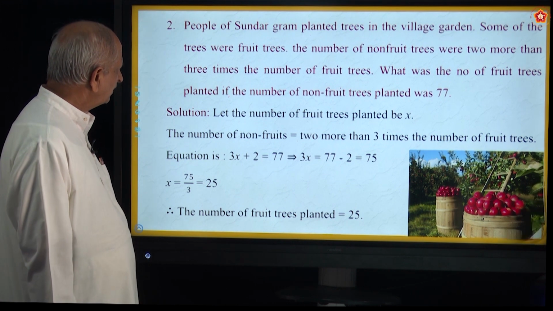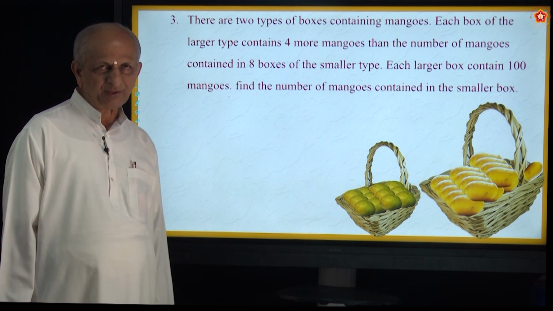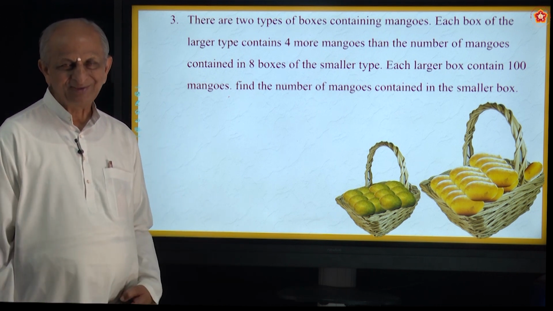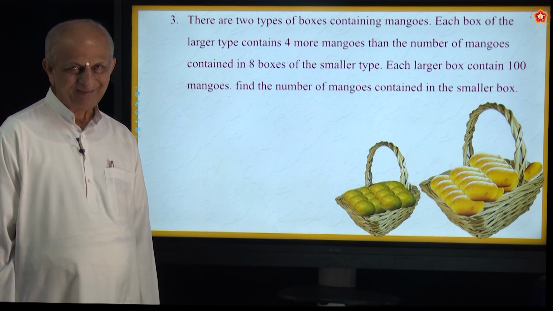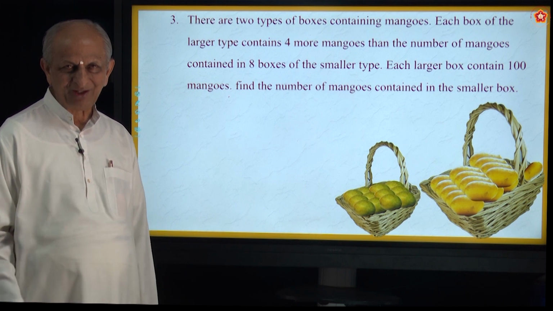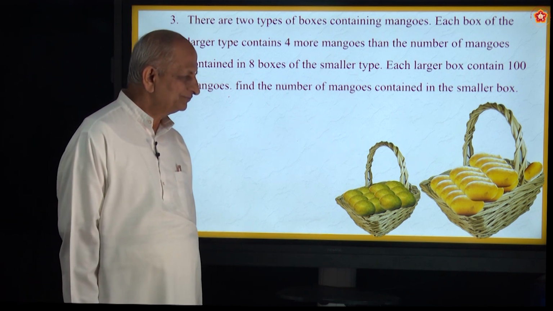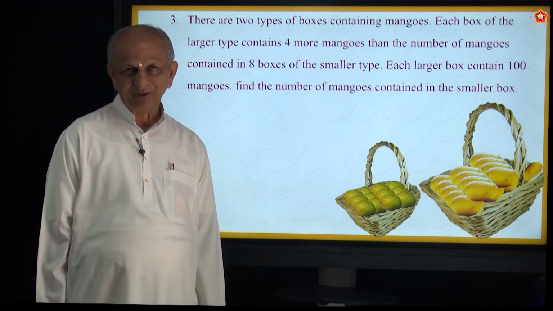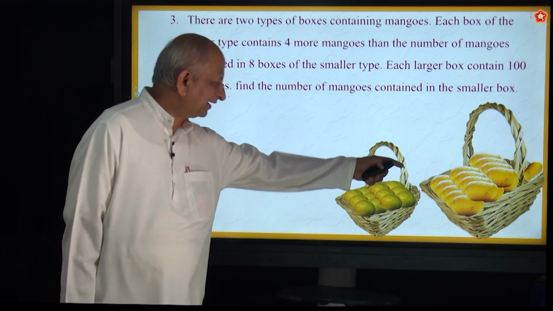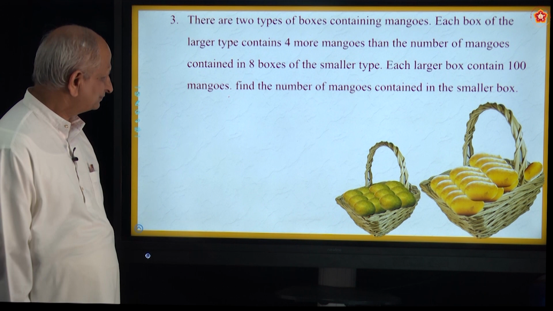Okay. Now coming to the third question. There are 2 types of boxes containing mangoes. How many like mangoes? All? Yeah. But there will be season for that. We can't get mangoes in all season. In January onwards, February onwards, the mangoes will start coming. So here are the 2 baskets here. Is it not? And there are different varieties of mangoes.